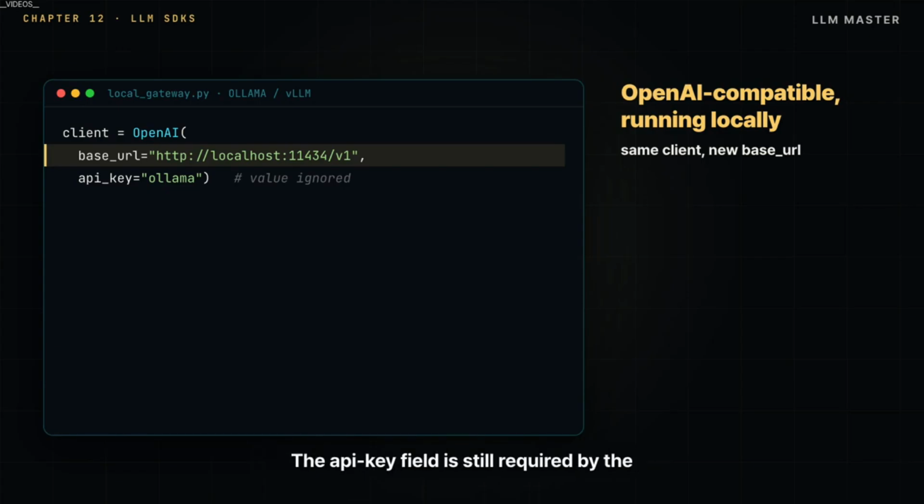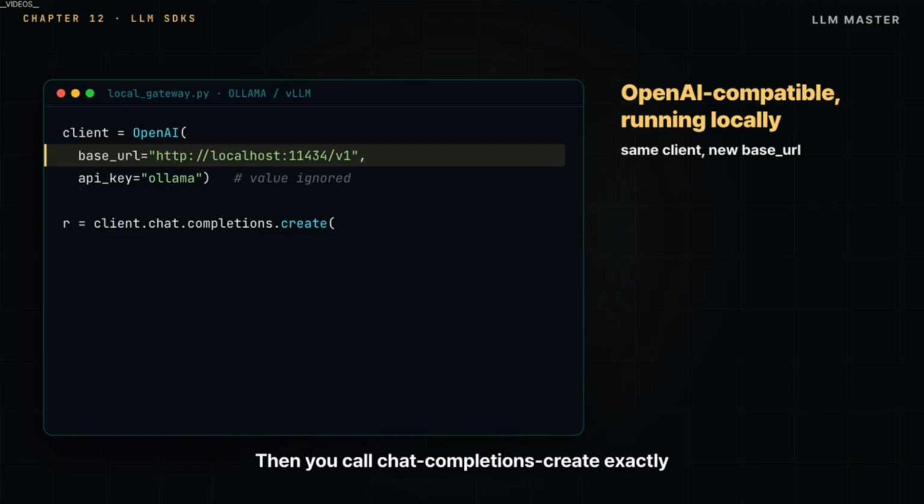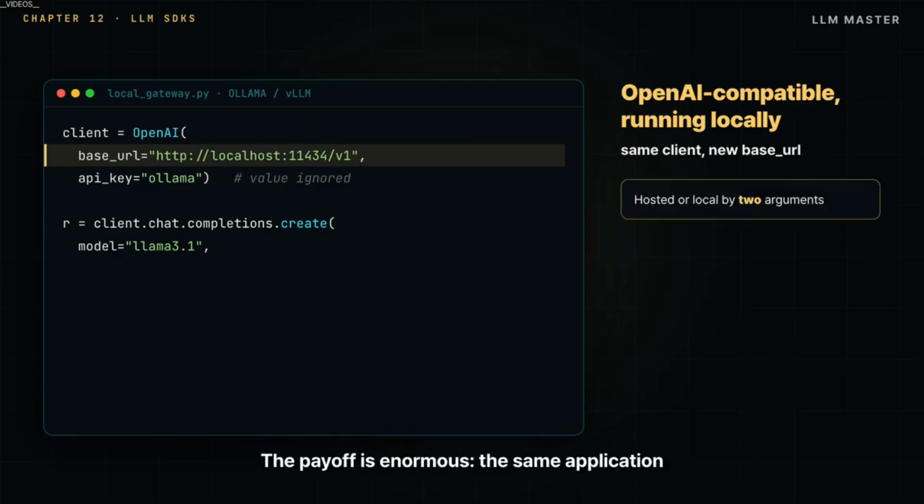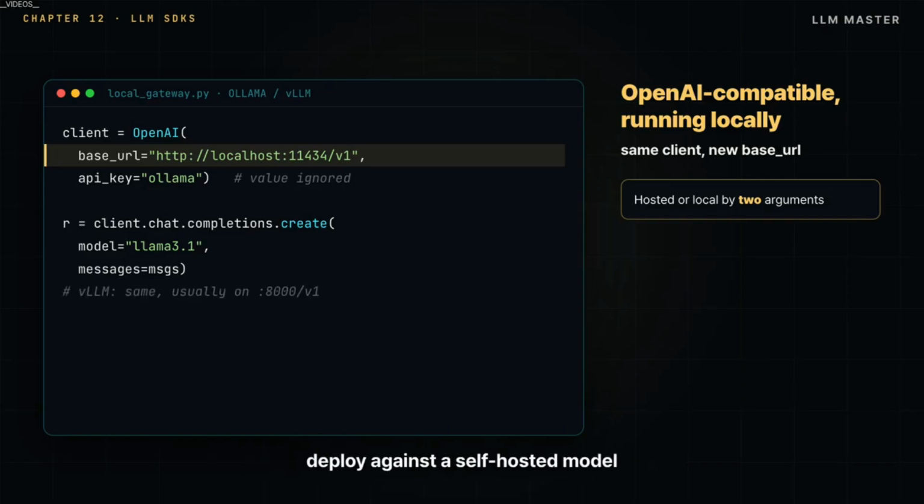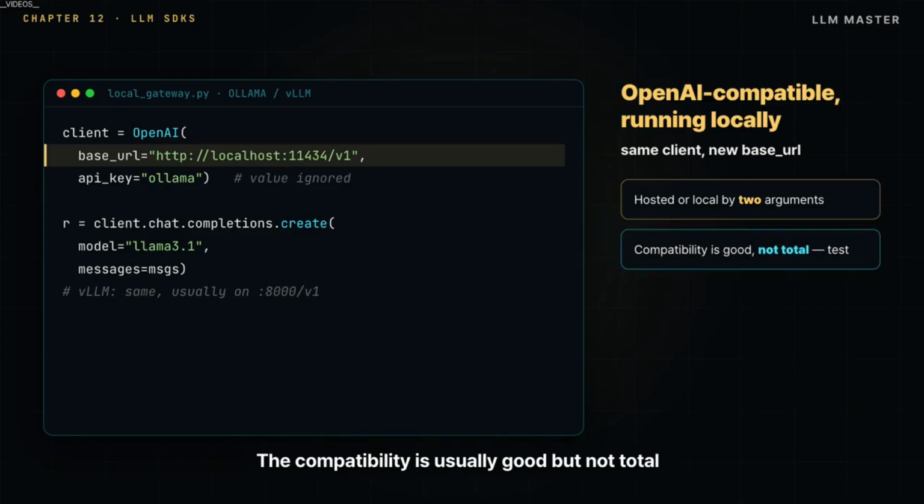The API key field is still required by the client, but the local server ignores its value, so you pass any placeholder. Then you call chat completions create exactly as before with a local model name like Llama 3. The payoff is enormous. The same application code runs against a hosted frontier model or a private model on your laptop by changing two constructor arguments. This is how teams prototype against GPT and deploy against a self-hosted model, or keep sensitive data on-prem, without rewriting a line of request logic. The compatibility is usually good, but not total. Streaming and basic tools work, exotic parameters may not, so test the features you actually use.